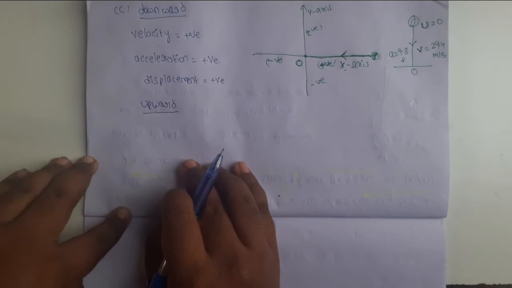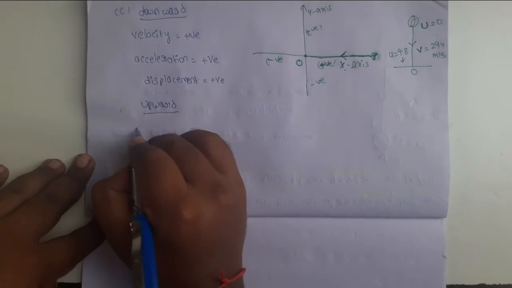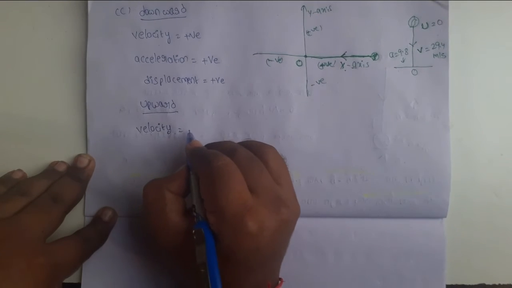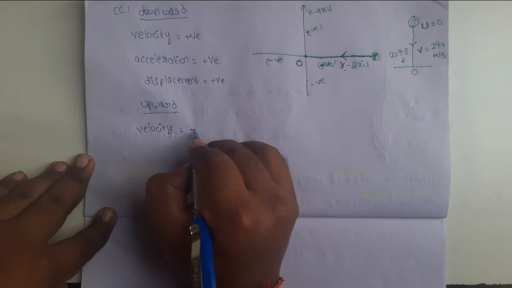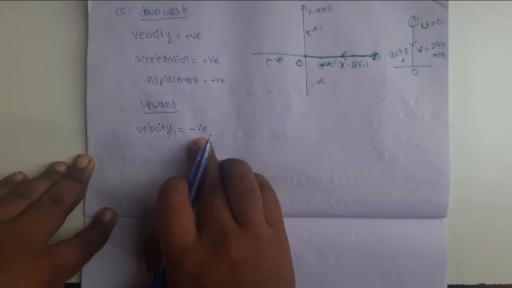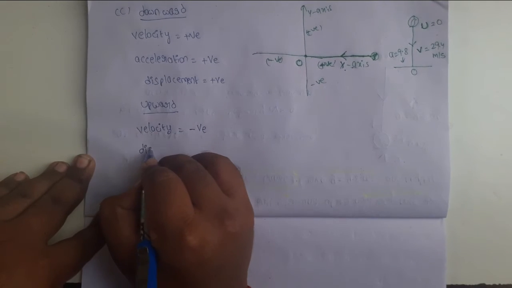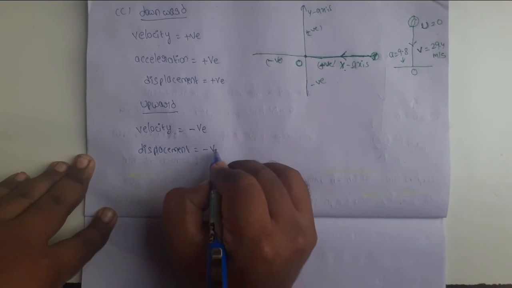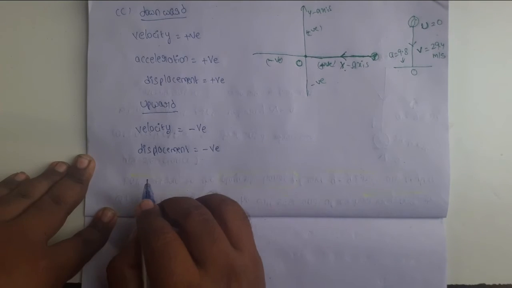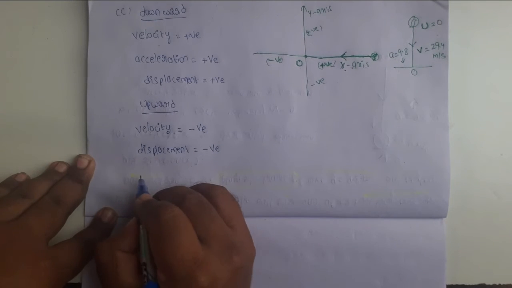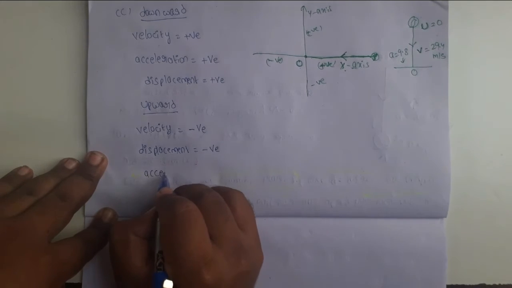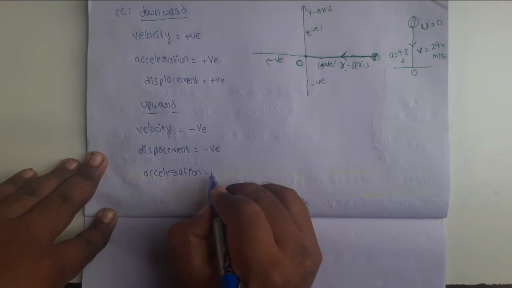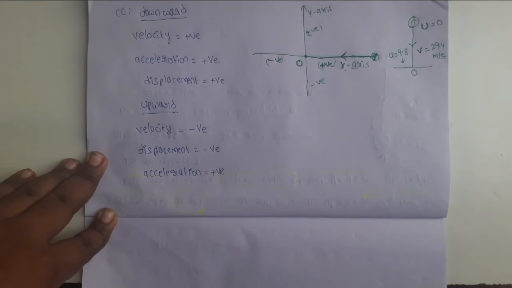Suppose the same ball is thrown in the upward direction. When the ball is thrown upward, what is the velocity value? What is the direction? Velocity is moving in the opposite direction, so velocity is negative. Displacement is also negative, since it is moving in the opposite direction. But acceleration still acts in the downward direction, so it is positive.